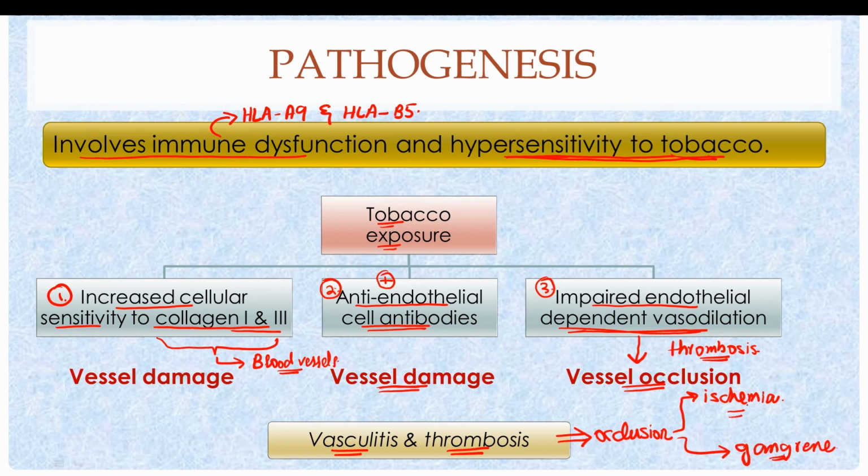Another hypothesis is that the chemicals present in the tobacco directly damage the endothelial cells, causing vasculitis and thrombosis. But whatever the case, it is very well established that the disease is totally dependent upon tobacco exposure for its development as well as its progression.